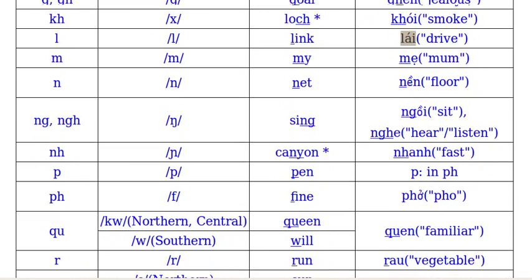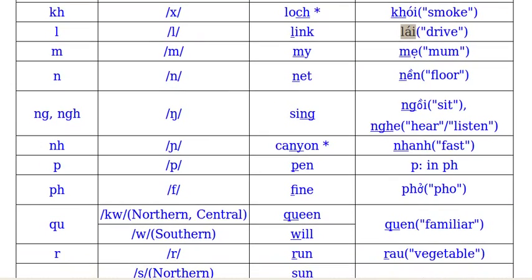Now we move on to other consonants and consonant clusters. The next consonant is the M. M as in my. Example is ma. The next consonant is the N. N as pronounced in net. Example is nin.